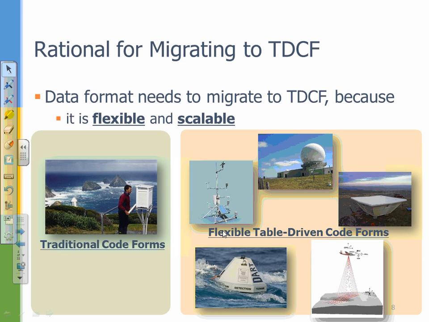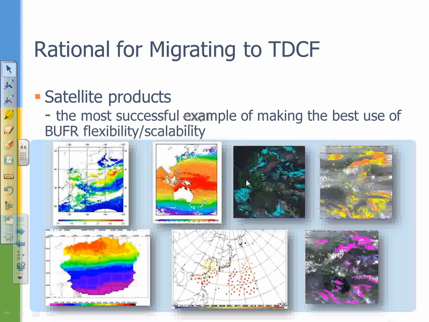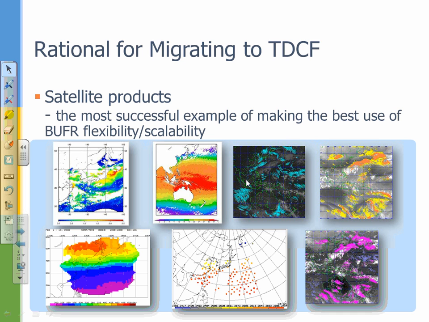But in contrast, in the TDCF case, we can easily develop a new code form just by adding new descriptors to the table. Nowadays, there are a lot of new instruments, for example, and we need flexible code forms as well. This is one of the biggest rationales for this. As I said before, satellite products are the most successful example of making the best use of BUFR flexibility and scalability. The satellite people develop new instruments and new products very frequently. TDCF can accommodate all these needs and requirements very flexibly. So this is why TDCF is most successful in the satellite world.